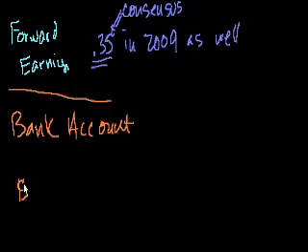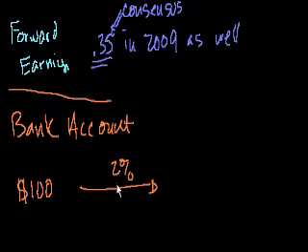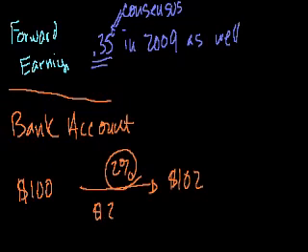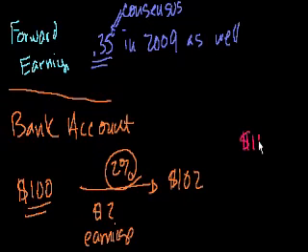So let's say I have $100 in my bank account, and over a year I make 2% interest. Let's say it's guaranteed 2%. Maybe it's in a CD, so I have $102 at the end of the year. This 2% were my earnings, right? So I made $2 of earnings. So the way to think about a bank account is, well, how much do I pay for that bank account? Well, in this case, I paid $100 for the bank account, so the price would be $100.